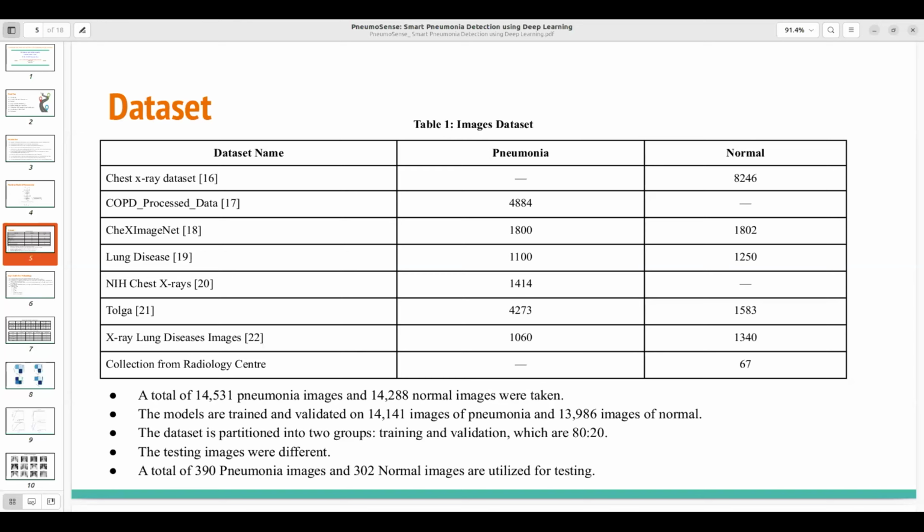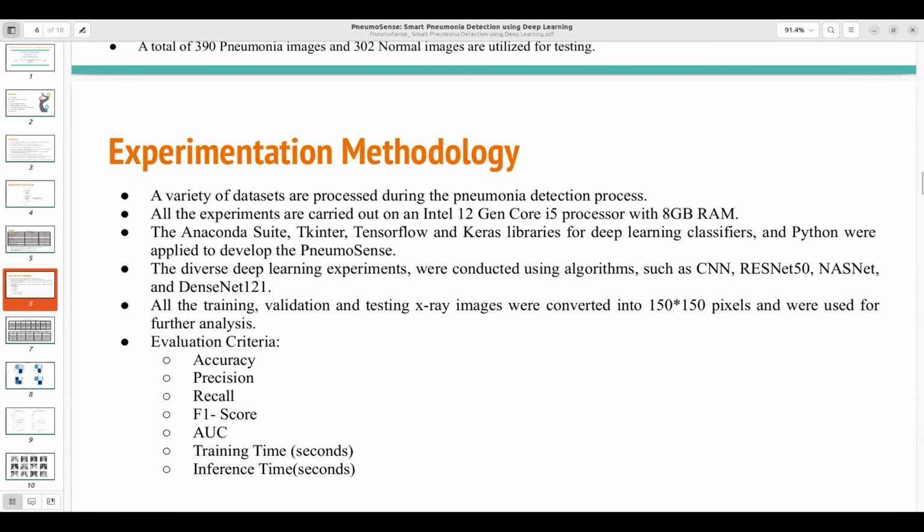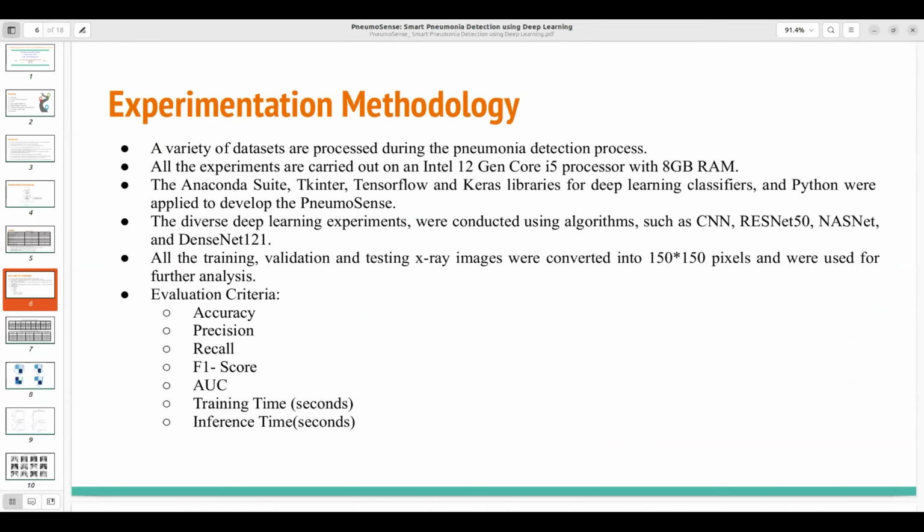And the testing set was altogether different. The testing set consisted of 390 pneumonia images and 302 normal images. So this was the dataset that we have used. Now the experimentation methodology: we have accumulated a variety of datasets for pneumonia detection. All the experiments were carried out on a laptop only, whose configuration was an Intel 12 core i5 processor with 8 GB RAM. The tools and technologies used were Anaconda Suite, tkinter, and TensorFlow and Keras libraries for deep learning classifiers. And Python was used for development of PneumoSense.